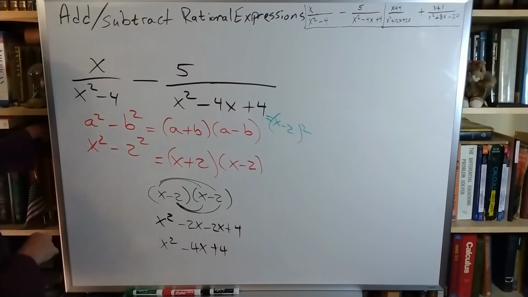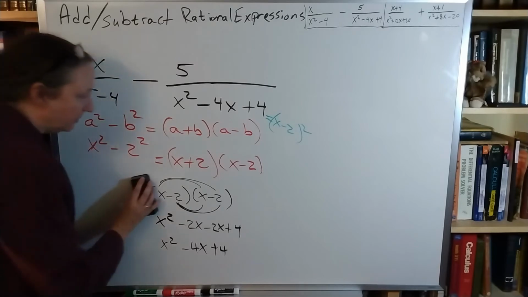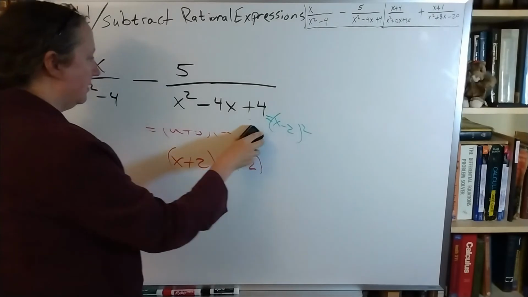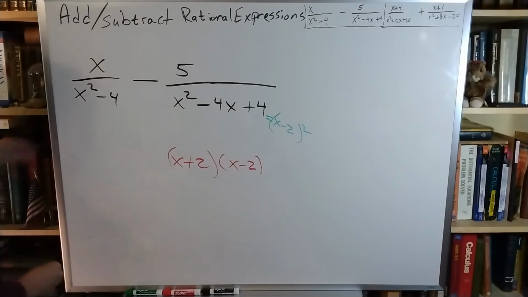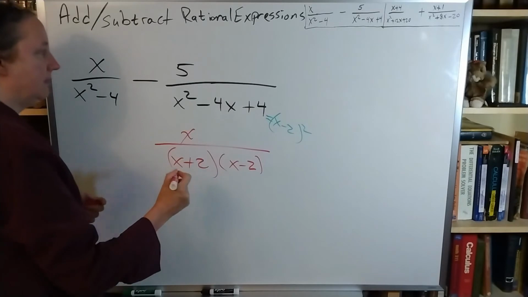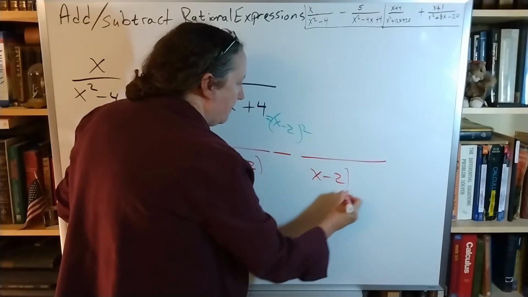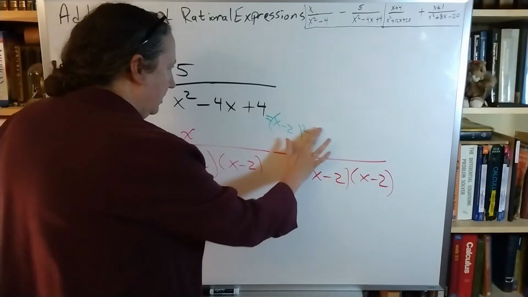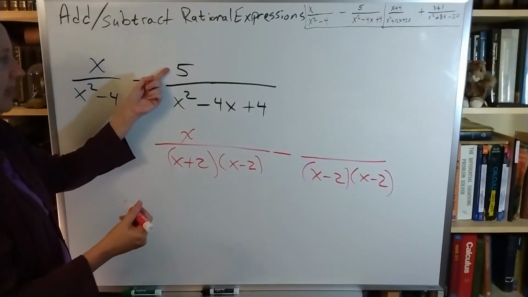So now I'm going to make a little room and I'm going to rewrite this over the factored denominators. So I have x over that, minus, and on the bottom here I have x minus 2 times x minus 2. Get rid of that now because it's taking up my space. And I have the 5 up on the top.